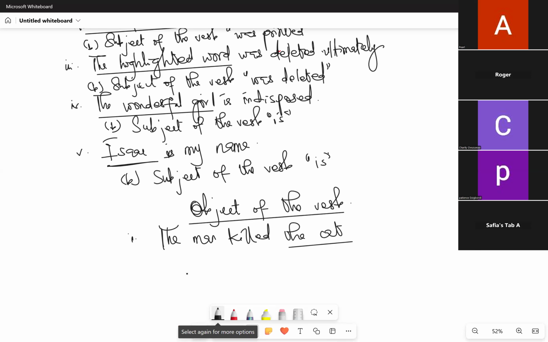So who will tell me the function for this one? What's the function? The cat. What's the function? Sir, object of the verb killed. Yeah.